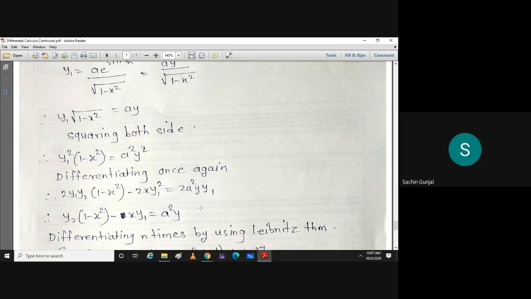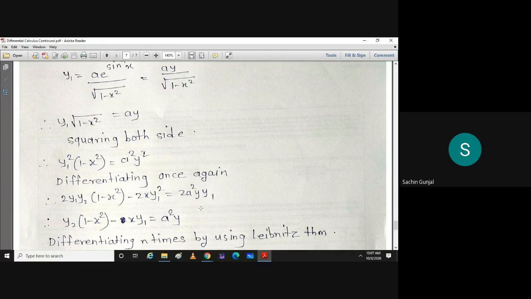Have you copied the example on the previous page? Yes, sir. So write down up to this step, then we'll take the nth derivative.